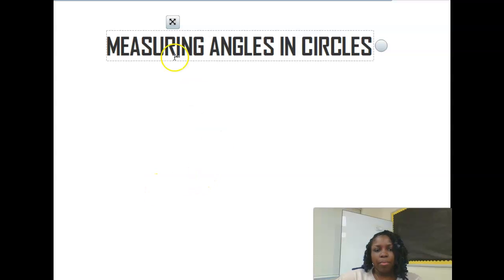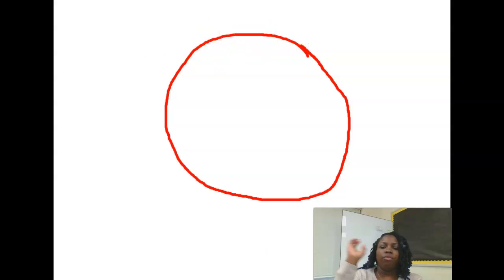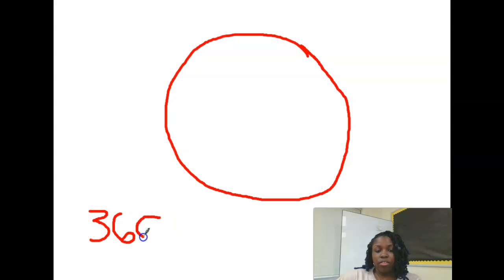All right, you guys. So today we're going to be measuring angles, okay? We're just going to be seeing what the measurement is for different types of angles in a circle. So think about a circle first off. How many degrees are in a circle? How many degrees is in a full circle? Or think about a full turn. How many degrees is that? Good. If you said 360 degrees, then you're right. There are 360 degrees in a circle.